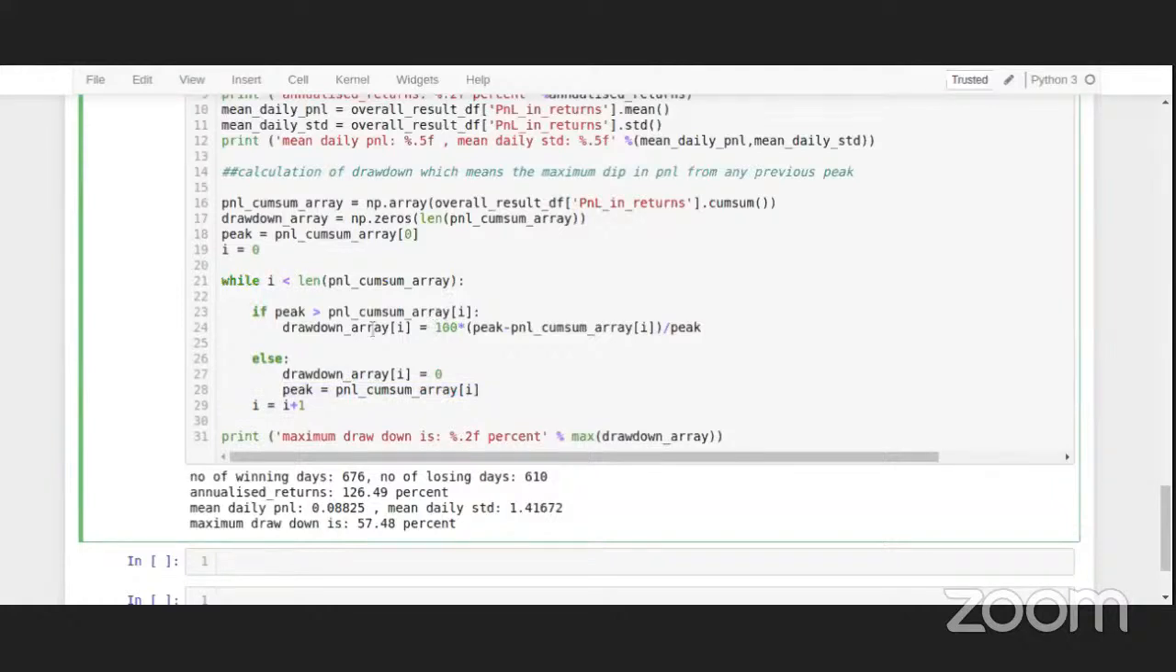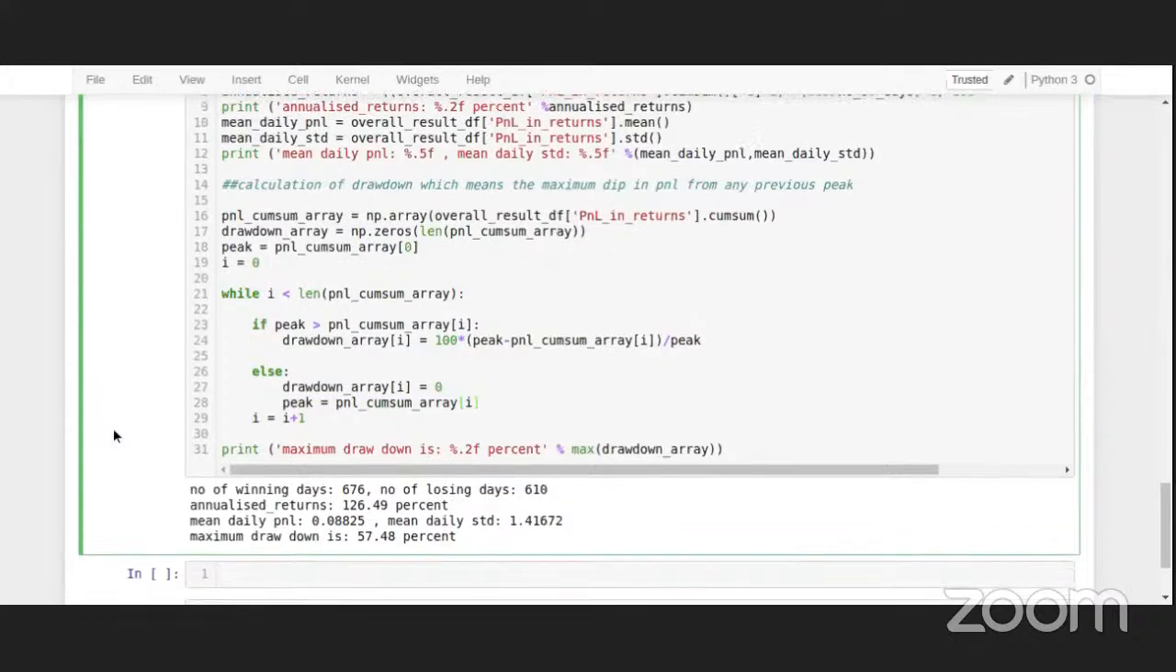But if your PNL went down, let's say from 100 to 80, then you don't have a new peak, but you have a drawdown of 20%. This is calculated here. This happens every time there is no new peak. But if there is a new peak, then the drawdown is zero, and the value is assigned to this peak. So I hope it is clear how the drawdown array is calculated.